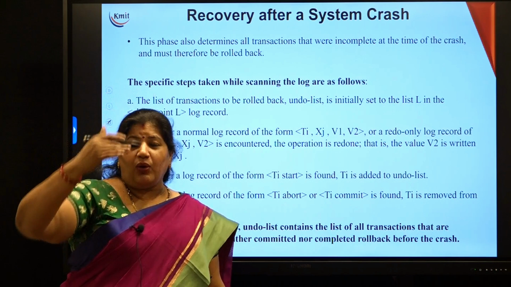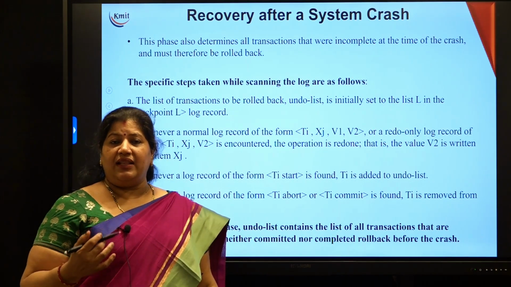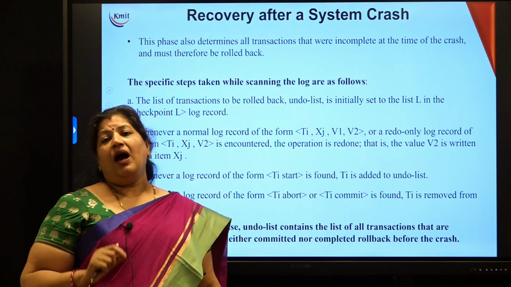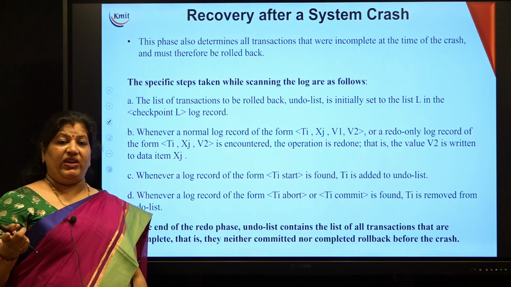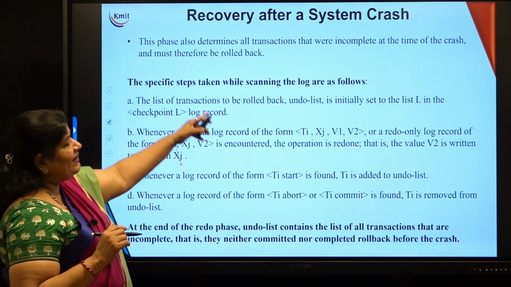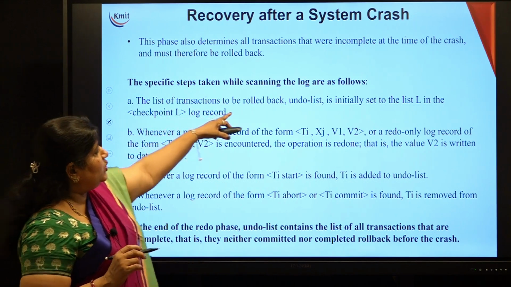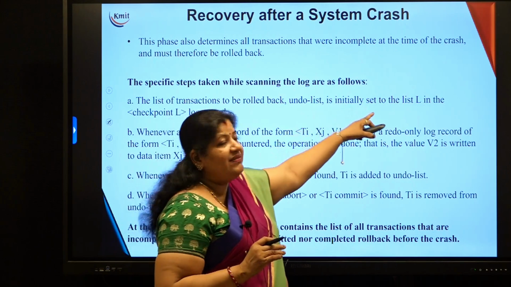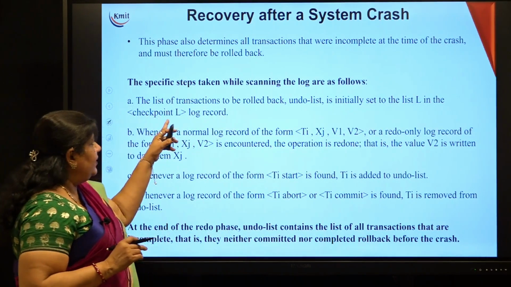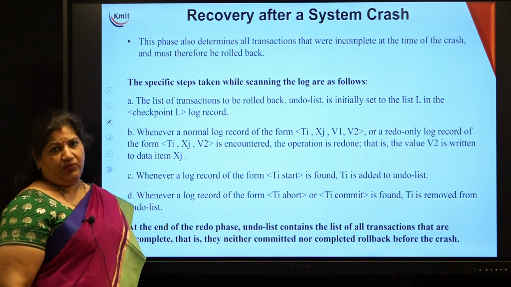So during the process of the redo phase, it will not only replay and update things, but it will also make an undo list, which will come into action in the undo phase. Okay, so let's see what will happen. The list of transactions to be rolled back, which we call the undo list, is initially set to L, where L is nothing but the active processes during that checkpoint phase.